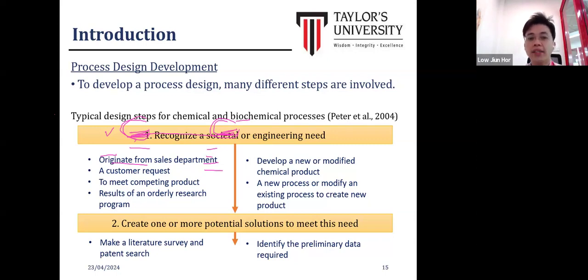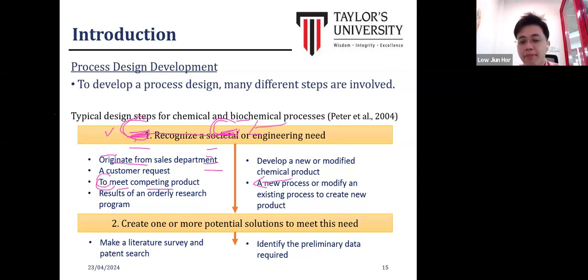Okay, now once step number 1 is completed, we can proceed to step number 2: create one or more potential solutions to meet this need. Once you already identify the objective, let's say what product you are going to produce, what you are going to do, then you can proceed to the second step.